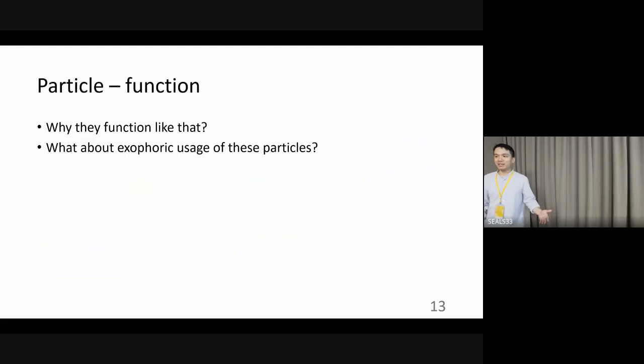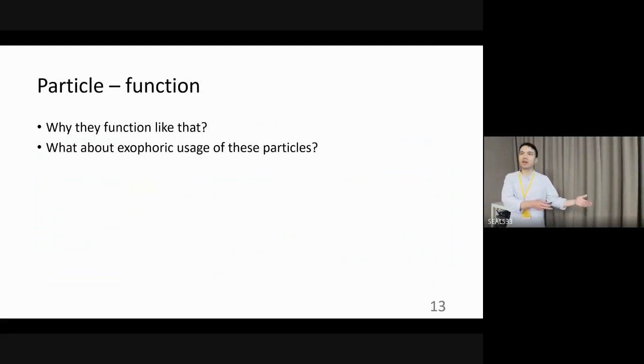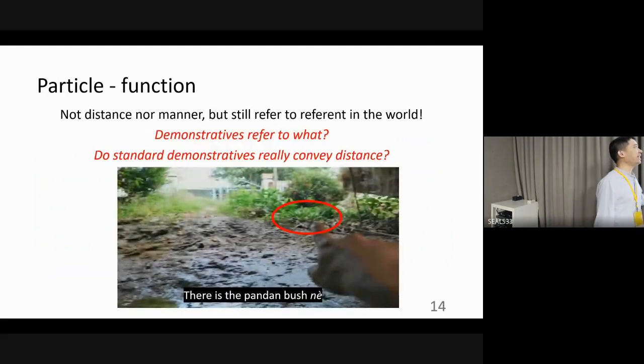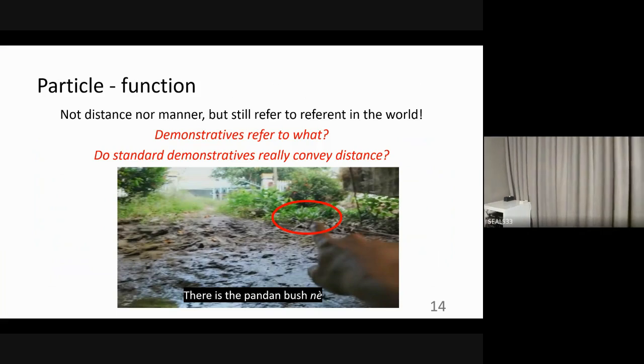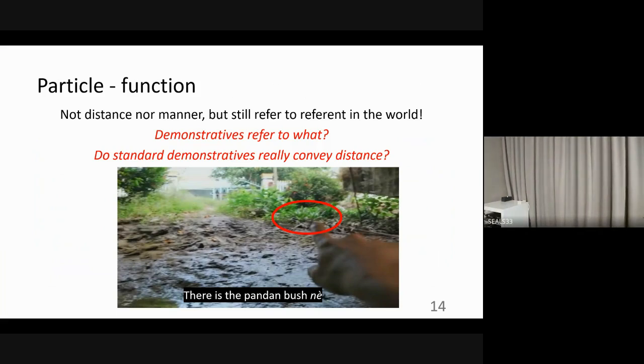But here's the problem. There's no general agreement as to why these particles function this way, and there's even less understanding about their exophoric usage, because you can see here, they can refer to things in the world. If they're not about distance, if they're not about manner, but they still refer to things in the world, then what are they referring to? As you can see in this one, the speaker is just referring to the past portion of the fur, and you can still see this proximal particle there at the end.